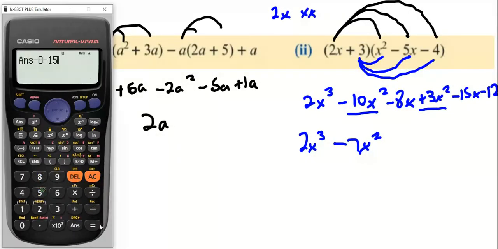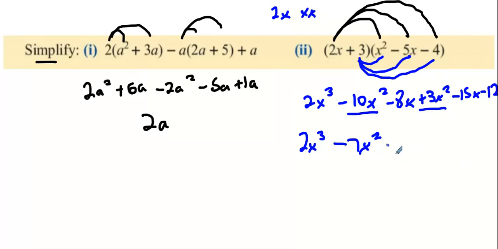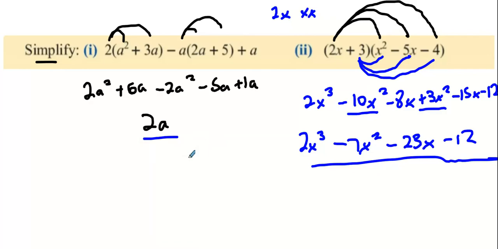See how many x's you have. Always use the calculator for these, lads. The double minuses tend to trip people up. And then the minus 12 is on at the end. And this is the answer for question 2, and this is the answer for question 1.